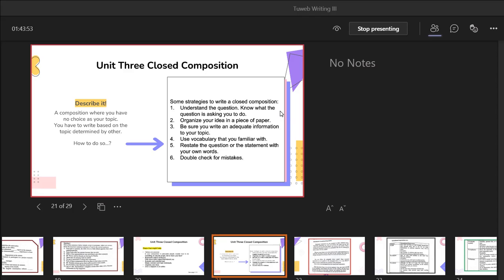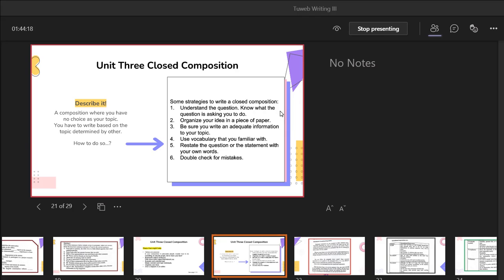Number 4, use vocabulary that you are familiar with. Some people like to use very difficult vocabulary just to show that they know English, but then actually when they write and when someone asks them, they don't really understand when to use that word and when not to use that word. So just use familiar vocabulary.